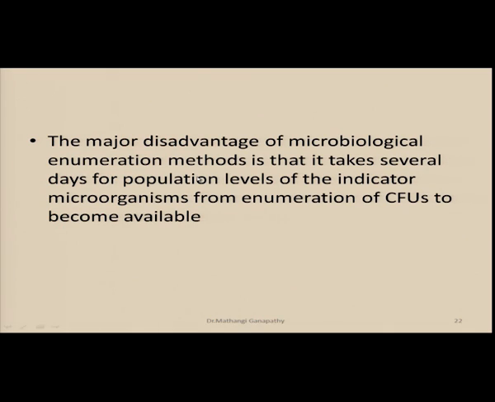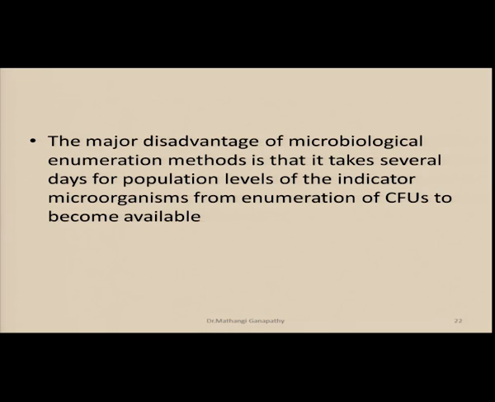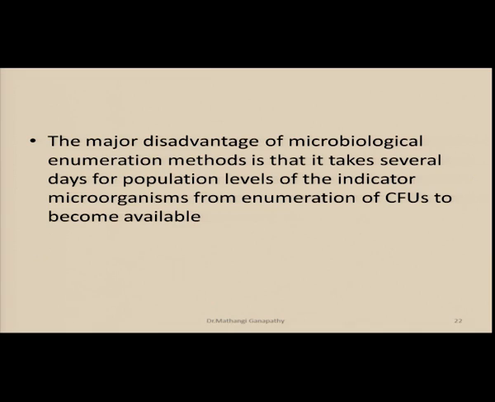The major disadvantage of the microbiological enumeration method is that it takes, number one, several days for the population levels of the indicator microorganisms to become available. As we saw, you will have to incubate it. For example, for yeast and mold, it takes 3 to 5 days, and it will also vary depending upon the plating medium. This is a disadvantage, especially if you want to detect pathogens, because then you cannot send the product out, or sometimes you may have to recall what has already been sent out to the market. So in such cases we will require rapid methods. Those rapid methods we will see later.